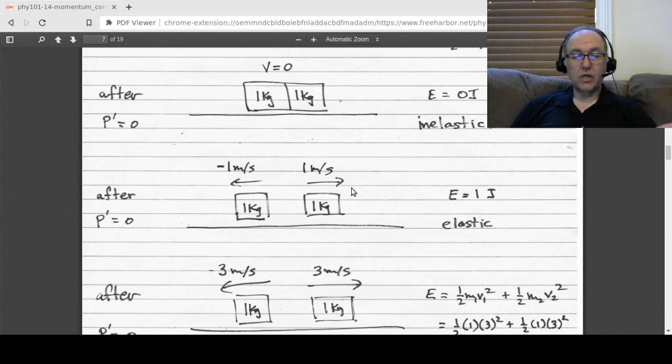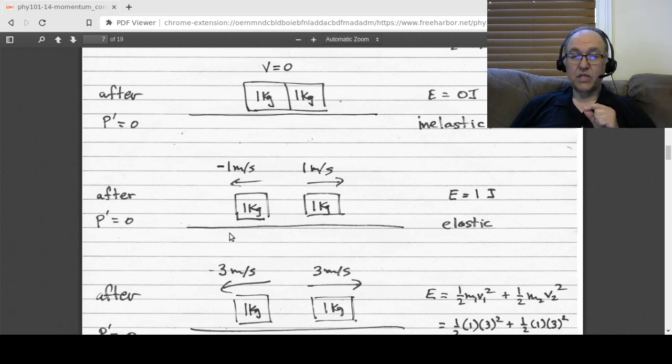If you calculate the total momentum, this one has a momentum of negative 1 kilogram meter per second. This one has a momentum of 1 kilogram meter per second. So negative 1 plus 1, 0. Good, because the total momentum before was 0. The total momentum after is 0. Momentum is conserved. What about the energy?